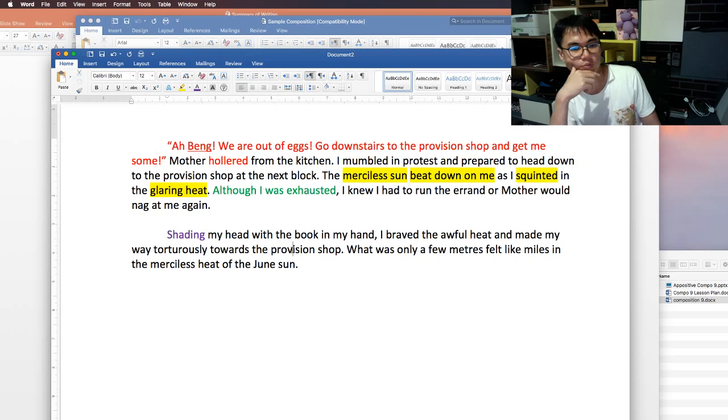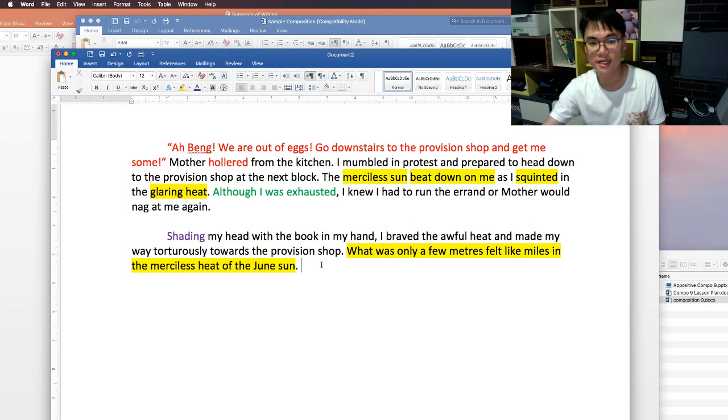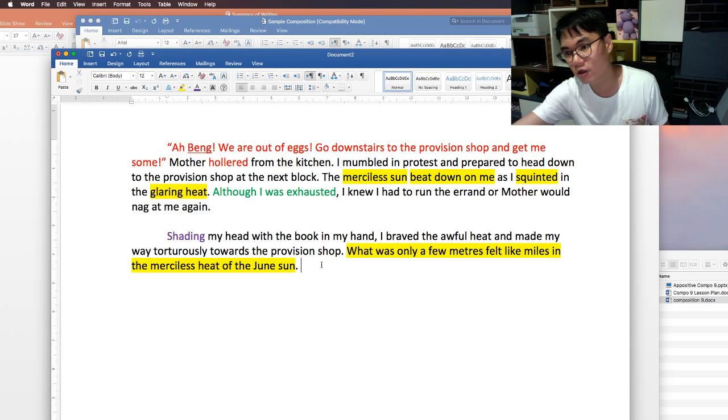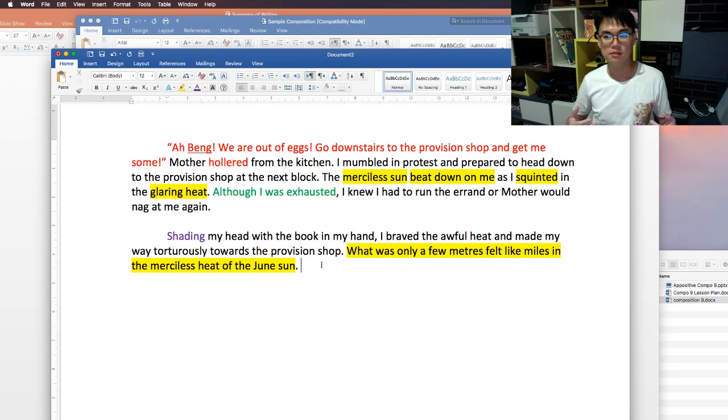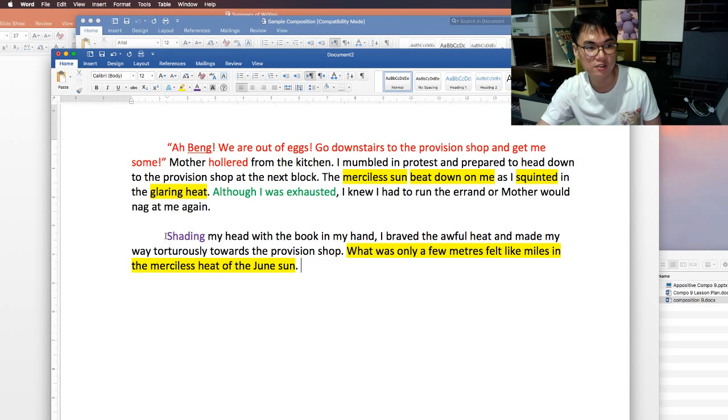Shading my head with the book in my hand, I braved the awful heat and made my way tortuously towards the provision shop. What was only a few metres felt like miles in a merciless heat. So this entire thing is actually show not tell, right? I'm not telling you that it was a very long journey; I'm showing you that just a few metres feels almost like miles. Well spotted, Megan, I did use the word merciless twice. Maybe I should replace it with a different word.